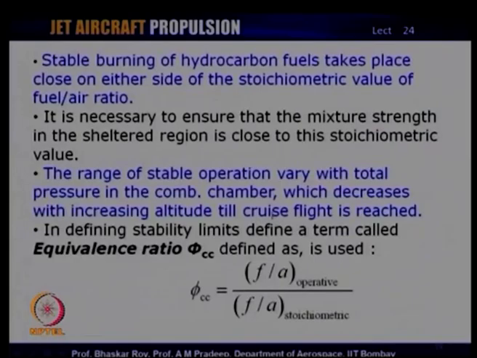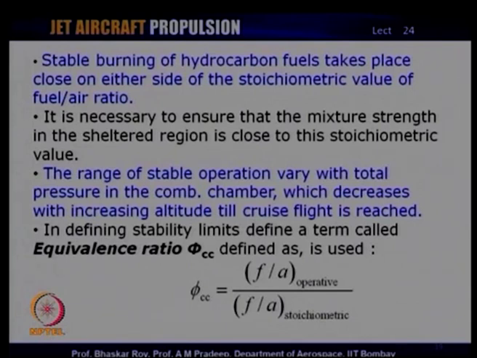The stable burning of the hydrocarbon fuel takes place close to either side of the stoichiometric, as we have just mentioned. It is necessary to ensure that the mixture strength is held within those values in that sheltered region. The range of stable operation varies with total pressure of the combustion chamber, which decreases with increasing altitude till the cruise flight is reached.